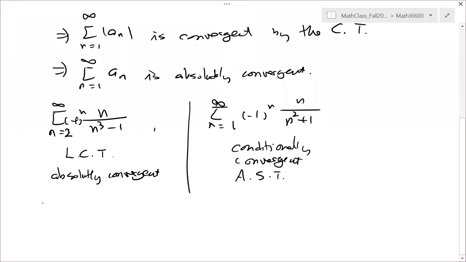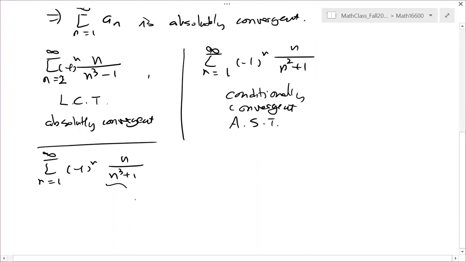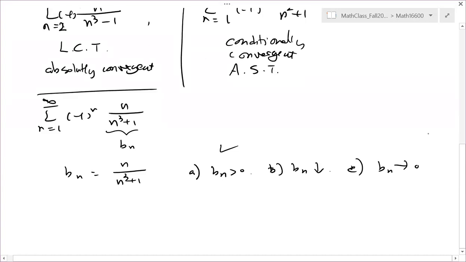All right, the second method, let me try and do this problem again. Since this is an alternating series, it's very natural to use the alternating series test, but it's a little bit more complicated. So this is b_n. If you use the alternating series test, you have to show two things: one, b_n is positive, which is okay, it's not changing; and two, b_n is decreasing, and b_n converges to zero. I think this is obvious. Only the one in the middle you have to verify.